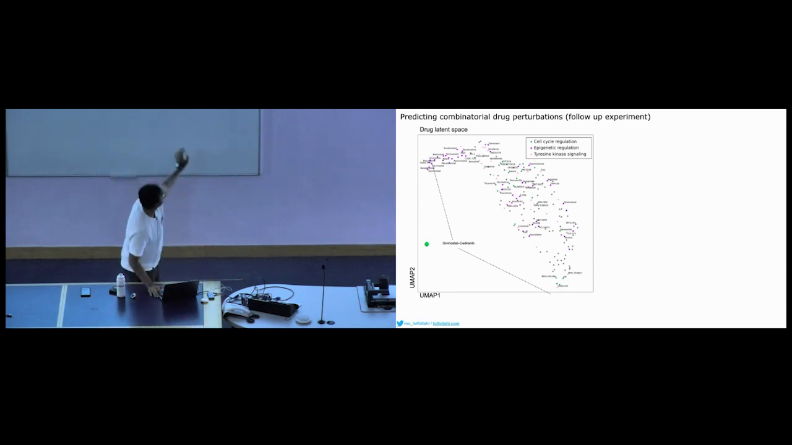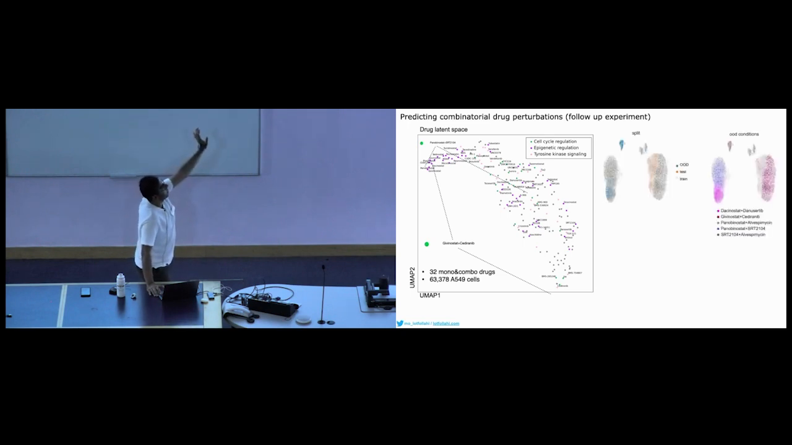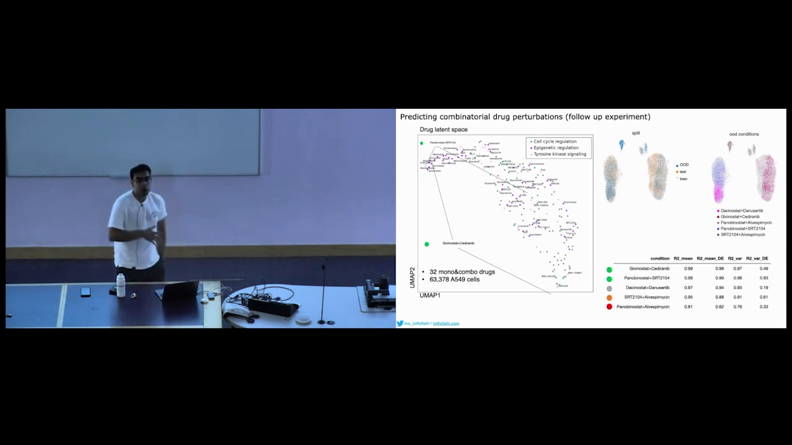So we used this perturbation space to design a second experiment where we basically had 60,000 cells across 32 mono and combination of drugs. So this is the newly generated data set. And using this method, we actually showed that the model can predict unseen drug combinations.